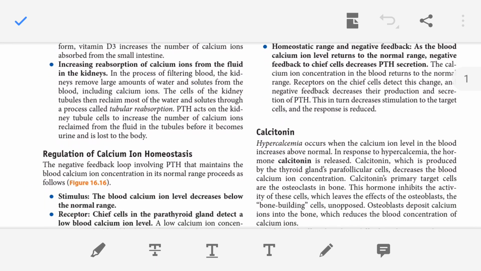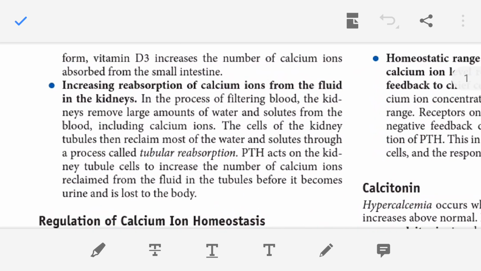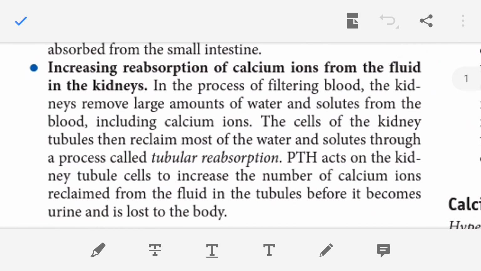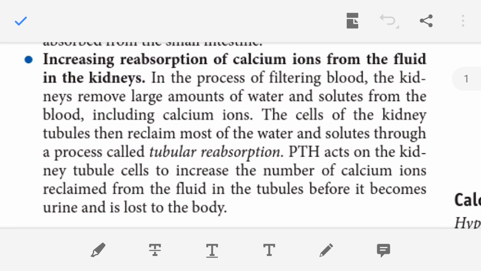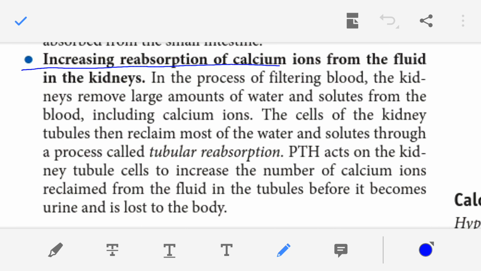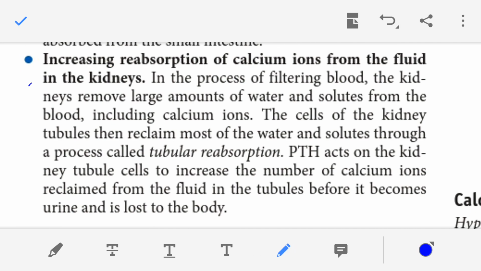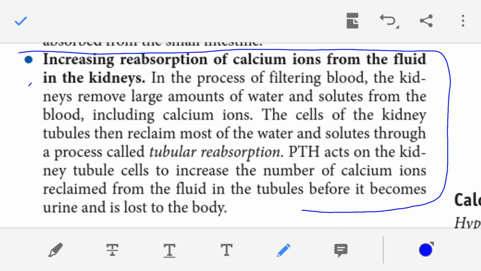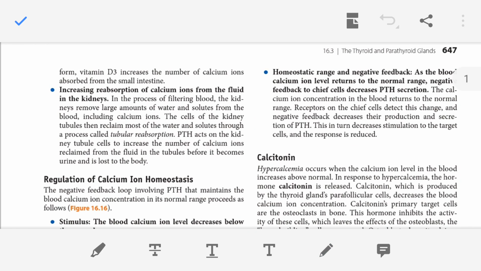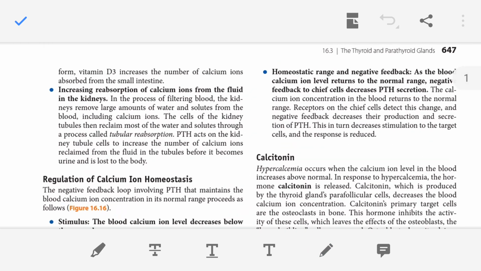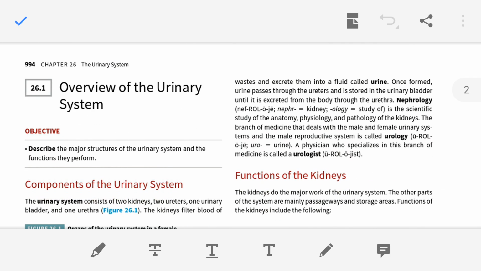And the third method by which this PTH hormone is increasing calcium ion concentration. So the third mechanism, see, increasing reabsorption of calcium ion from the fluid in the kidney. Okay, now what is this? So you can read this entire thing in the figure. I am explaining this point. Okay, what they are saying, how the PTH is affecting the kidney.